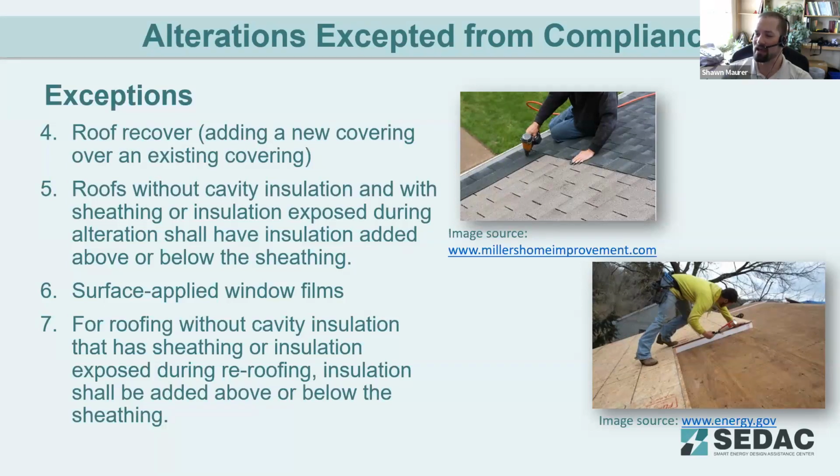For roofing without cavity insulation that has sheathing or insulation exposed during your roofing, insulation shall be added above or below the sheathing. Looks like that made it on there twice somehow.